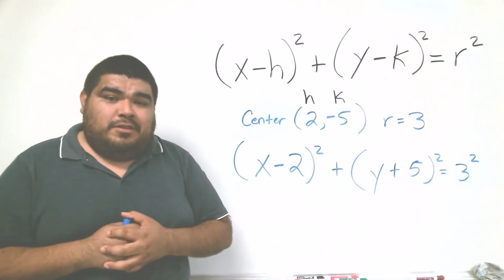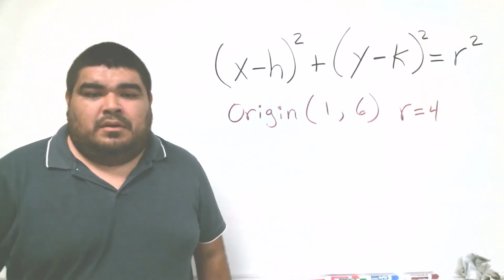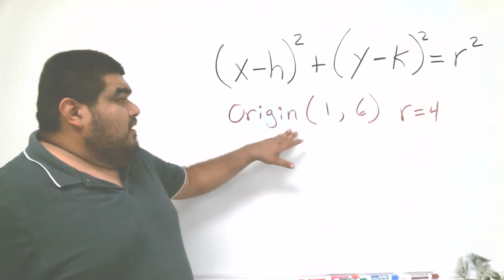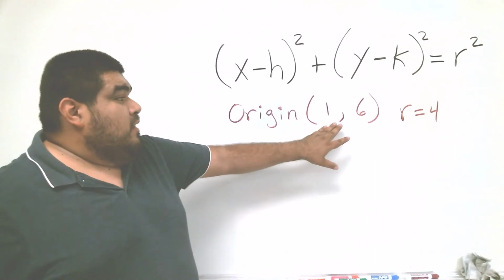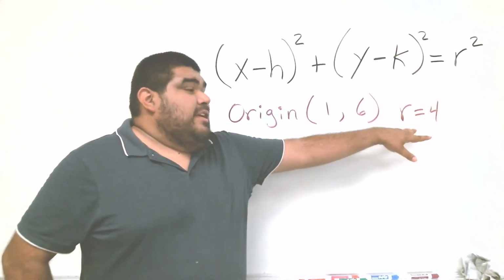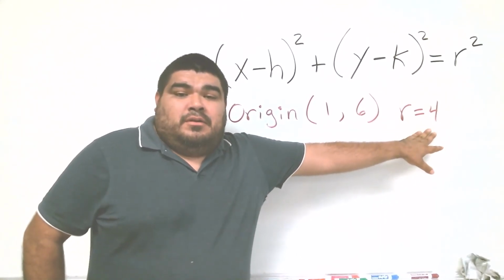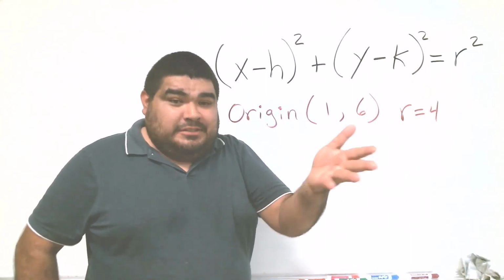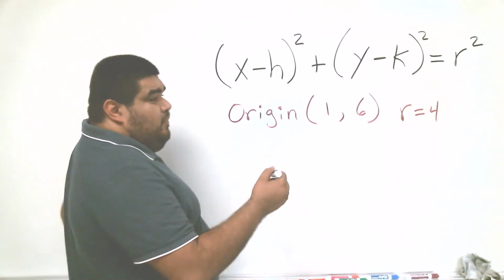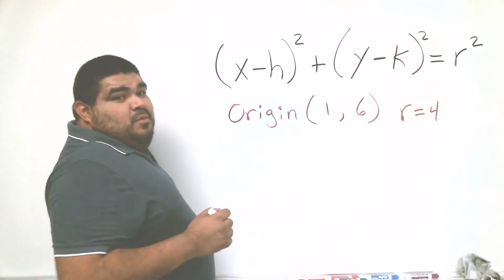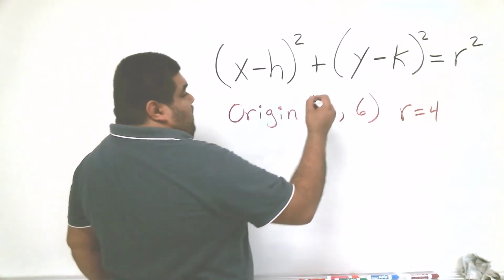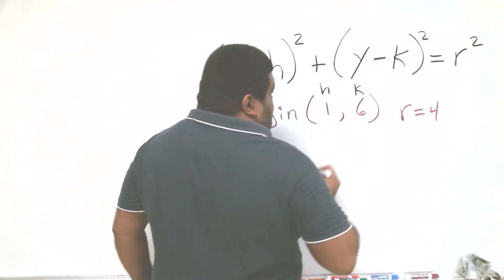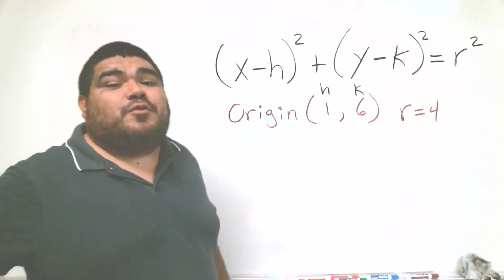Let's do one more together. All right, guys, so here's our second example. We have the origin is located at 1, 6, and then the radius is 4. Remember, do you guys remember what the first thing to do? Label it, right? It makes it a lot easier. So we're going to label the 1 and the 6. Remember, the first one is always your H. Your second one is always your K. Okay? Like the alphabet, H comes before K.